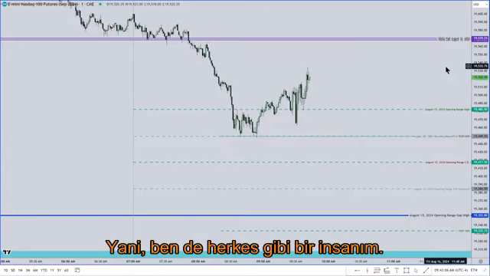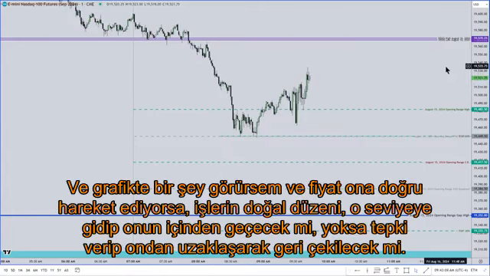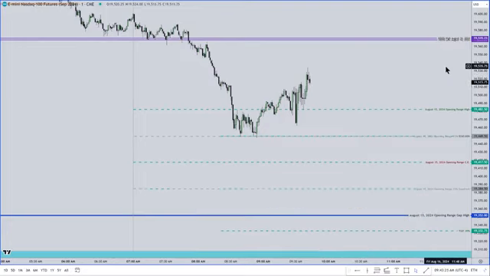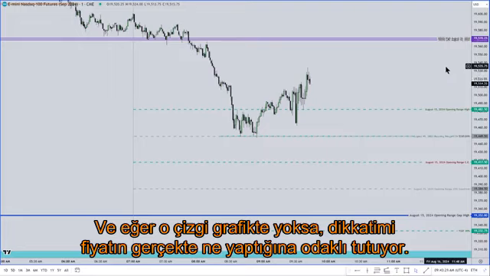Let's be real. I'm a human being like anybody else, and if I see something on the chart and its price is moving to it, the natural order of things is, is it going to go to that level and trade through it, or is it going to react and give a response and retrace away from it? And if I don't have that line on the chart, it keeps my focus on what price is actually doing.